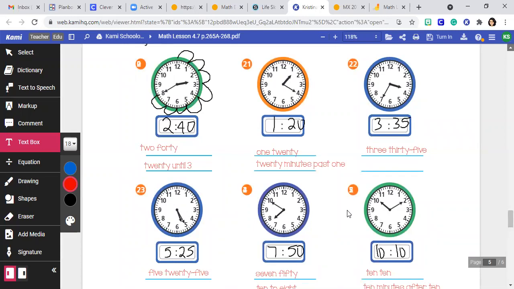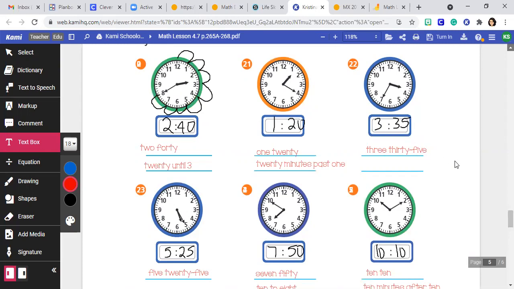So if I needed to slow down and talk about this again, I would first ask myself, how many minutes after the hour does this show? Well, I know that my minute hand is pointing to the 7, and 7 groups of 5 is 35. So that's how I knew how many minutes there were after the hour. And then I looked at the hour hand. It's in between the 3 and the 4. So it's not 4 o'clock yet, so it's still 3 o'clock. That's how I knew what the hour hand was telling me. So 3:35 is how I said it there.